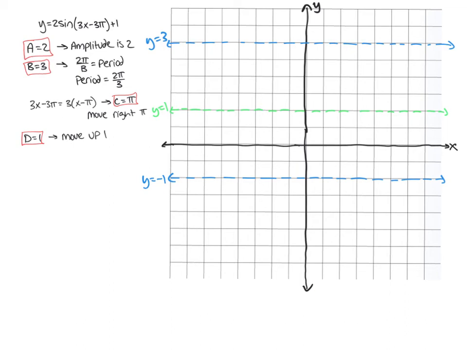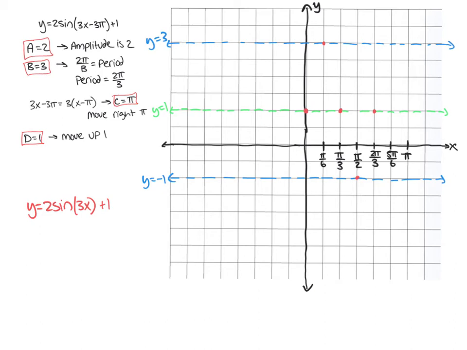So often when you're doing it this way, it's easier to draw 2 versions. So I'm going to draw one version without the horizontal shift, so I can just make sure I get everything right. And then I'll shift it, and we'll see where we end up. So let's just graph y equals 2 sine 3x plus 1.